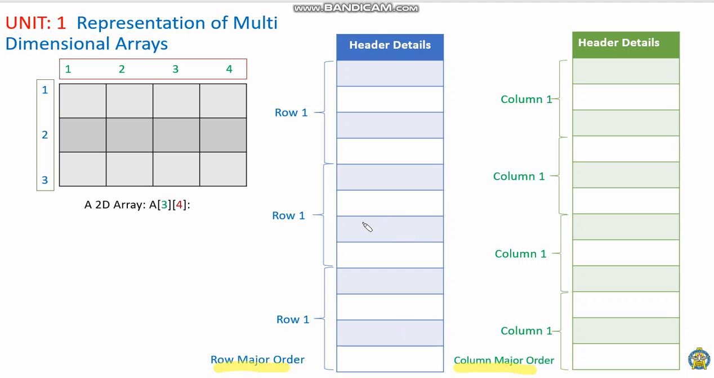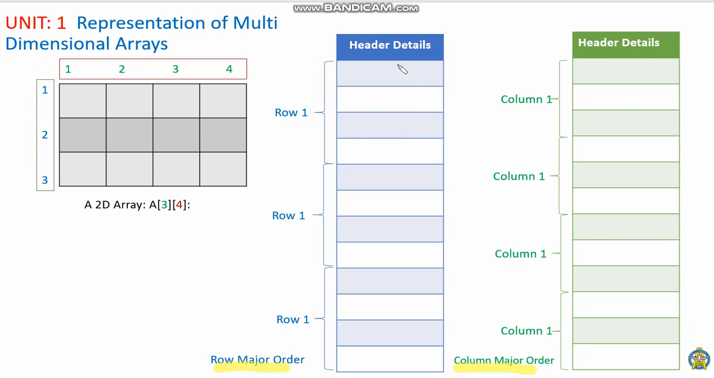For example, if it's an integer array of so many items, it will reserve as many locations as required, for example, 4 into 3, 12, and as many bytes as each item requires. So many contiguous memory locations will be reserved and the array will get represented. So how do we represent it?